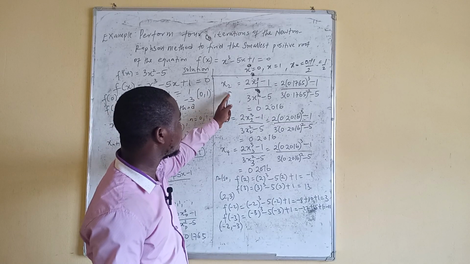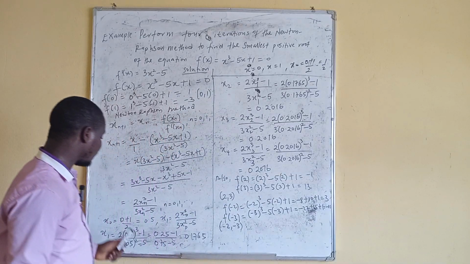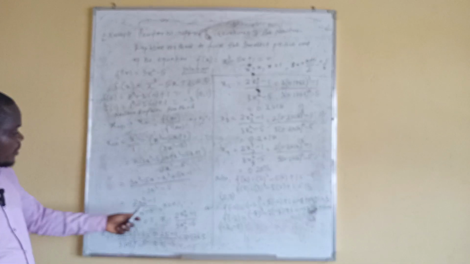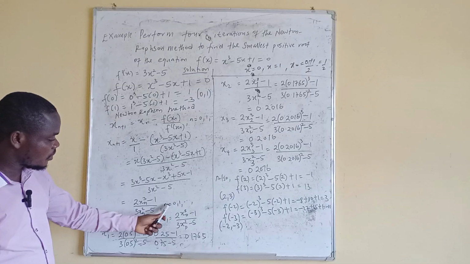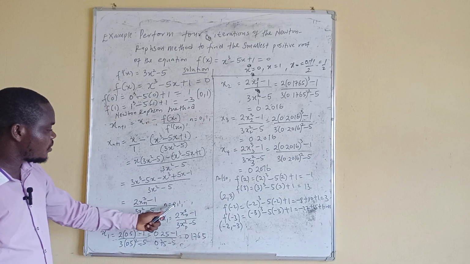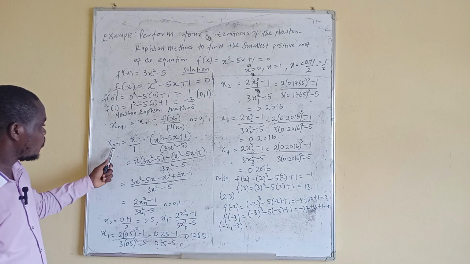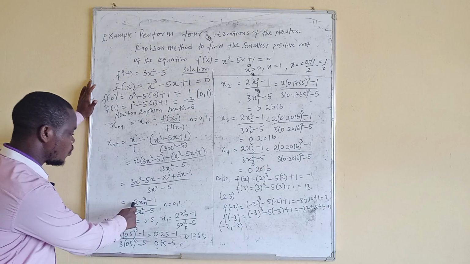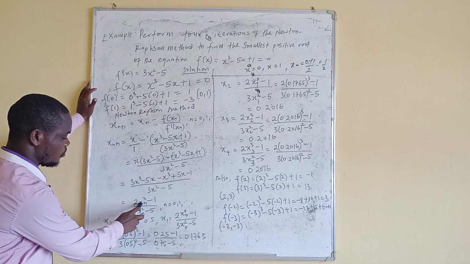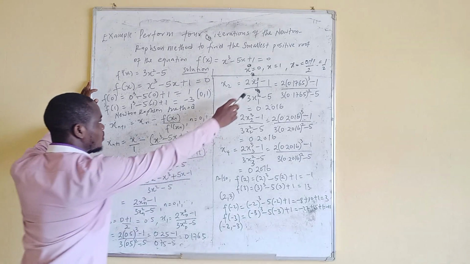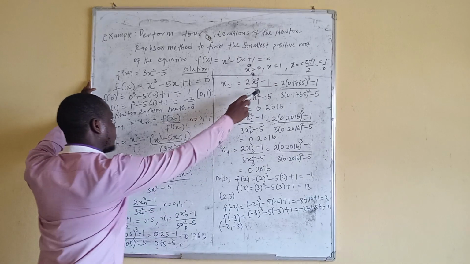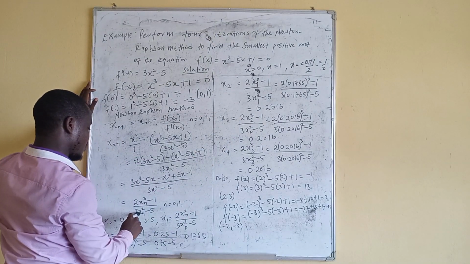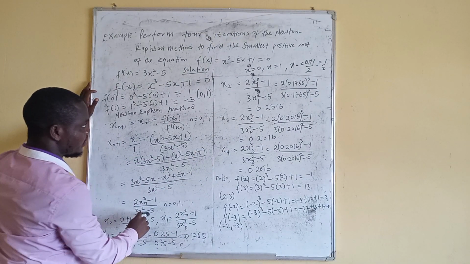We go to the second one, we have x_2. Remember I said when you have n equals 1, you move from n to n plus 1. Now when you replace n by 1, you have 1 plus 1 is 2. So x_2 will give us (2x_1³ − 1) divided by (3x_1² − 5).